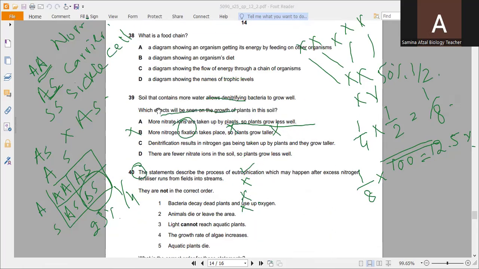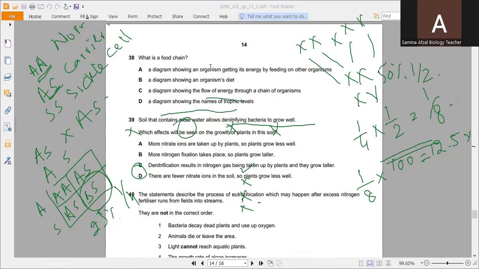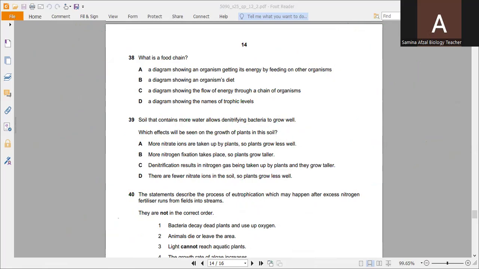Question number 38. Question number 38 is, what is a food chain? A diagram showing an organism getting its energy by feeding on other organisms. So first of all, I would like to say that in a food chain, energy is transferred from one organism to the next, starting from a producer. So in option A, you can see it describes a single feeding relationship.